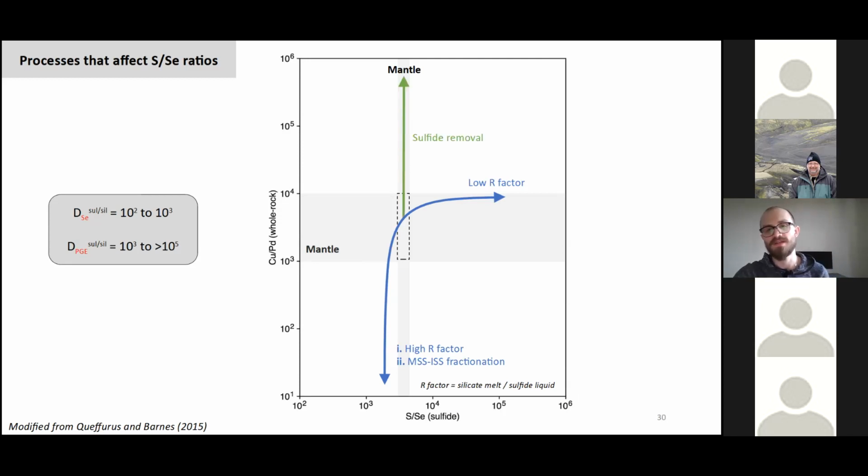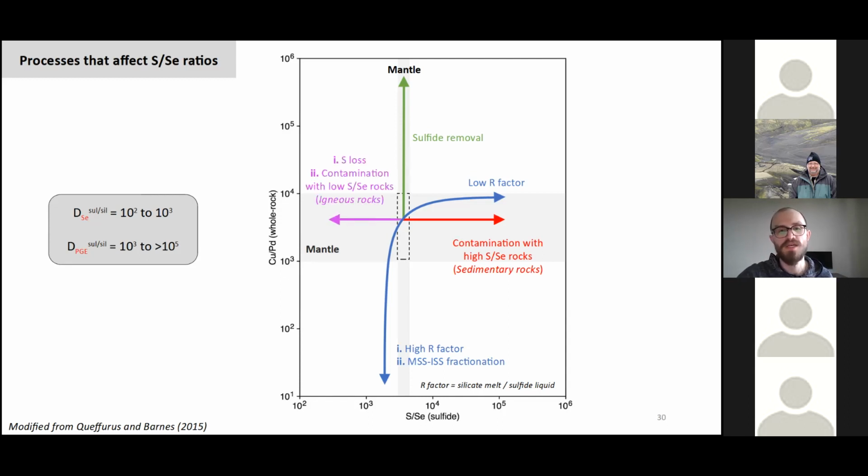Removal of sulfide at depth will generate high copper palladium ratios as a result of the preferential removal of palladium from the silicate melt. If we contaminate the melt with sulfur-rich sedimentary rocks, this will generate higher than mantle sulfur selenium ratios. And then at the opposite end, if we have sulfur loss or if we contaminate with sulfur poor rocks such as igneous or metamorphic rocks, then this will generate lower than mantle sulfur selenium ratios.